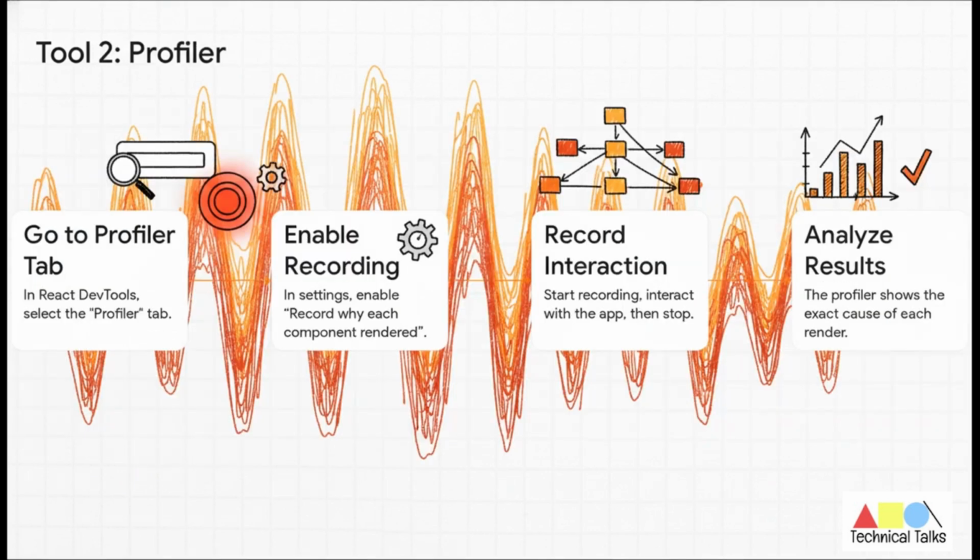But when you need more than just a visual clue, when you need the actual DNA evidence, you reach for the profiler. This thing is the forensics lab. You just record an interaction, and it gives you a full report, telling you not just what rendered, but the exact, undeniable reason why. No more guesswork.